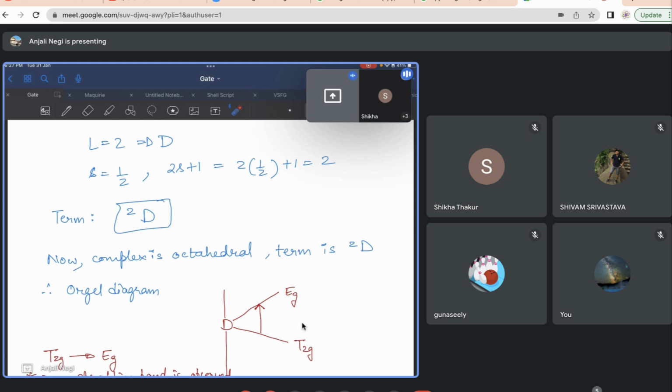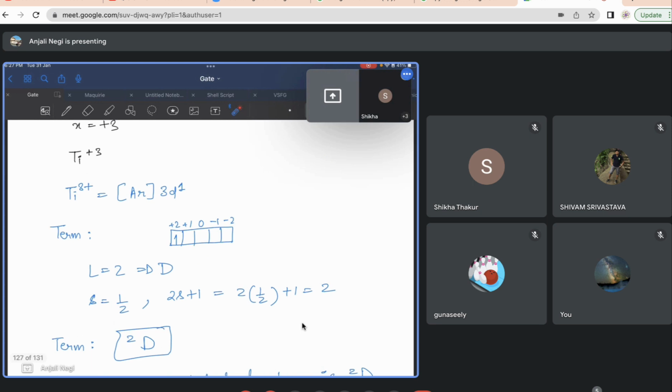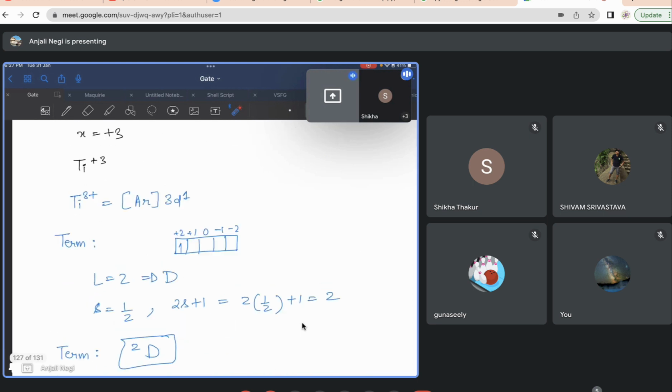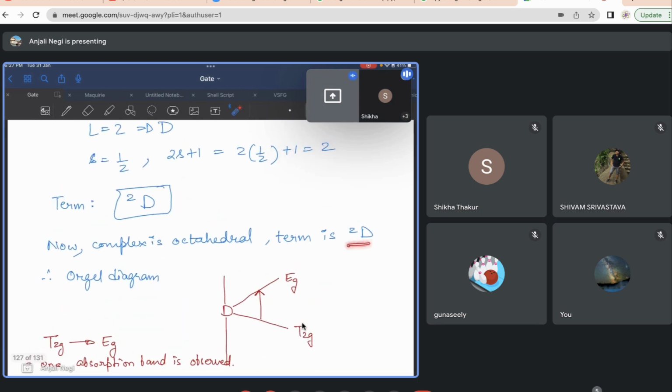So now, this complex is octahedral, and we know the term also, so we will draw the Orgel diagram for the given term. You see that in the Orgel diagram itself, a single absorption band will be observed because of the transition between the T2g to Eg. So here the note is that one absorption band is observed.